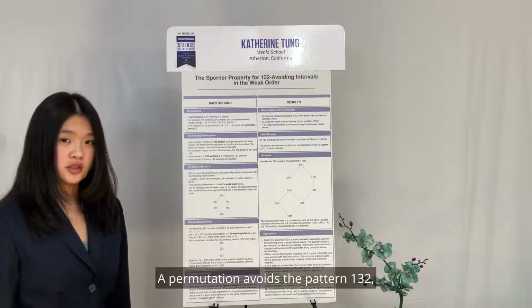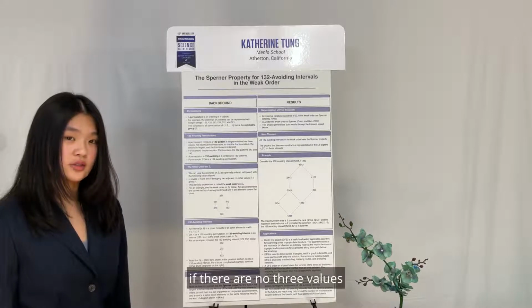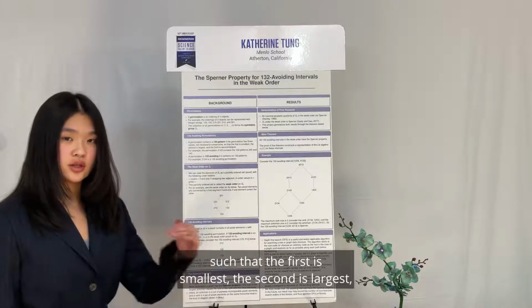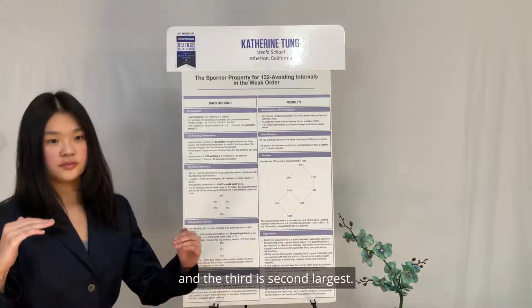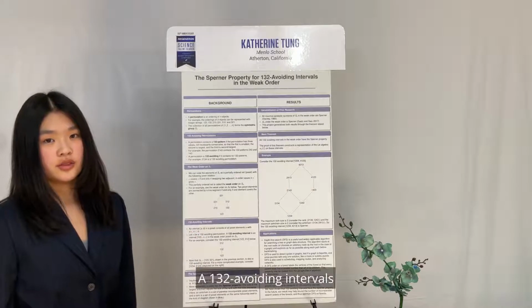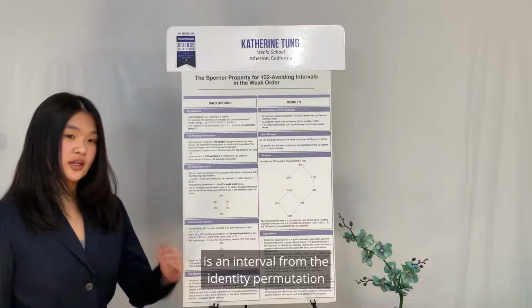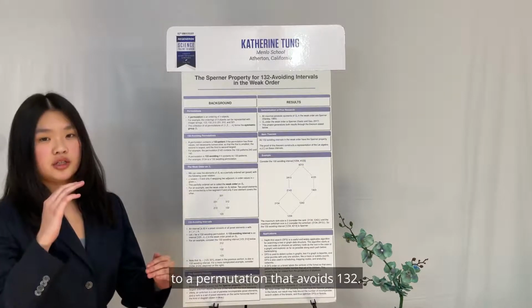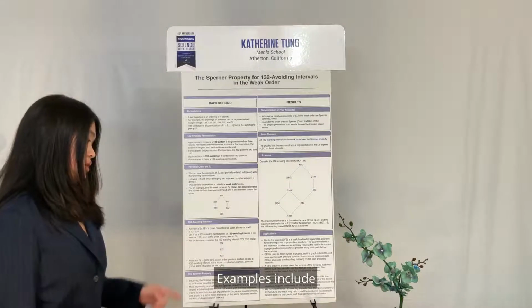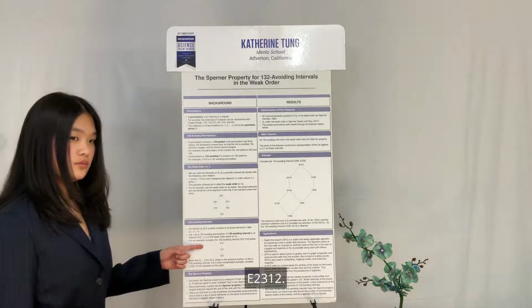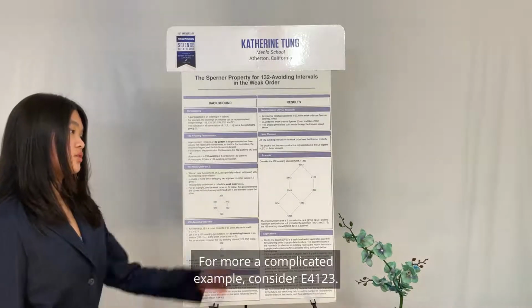A permutation avoids the pattern 132 if there are no three values such that the first is smallest, the second is largest, and the third is second largest. A 132 avoiding interval is an interval from the identity permutation to a permutation that avoids 132. Examples include e to 312. For a more complicated example, consider e to 4123.